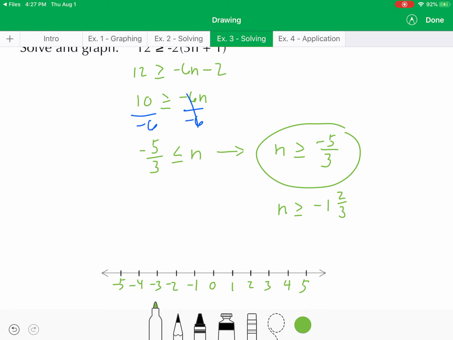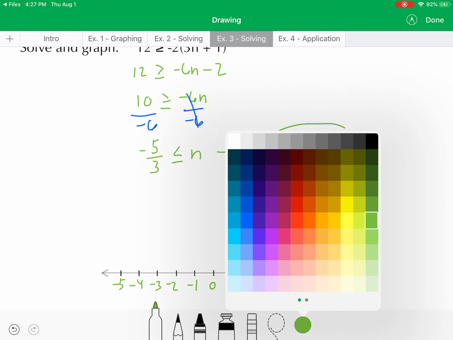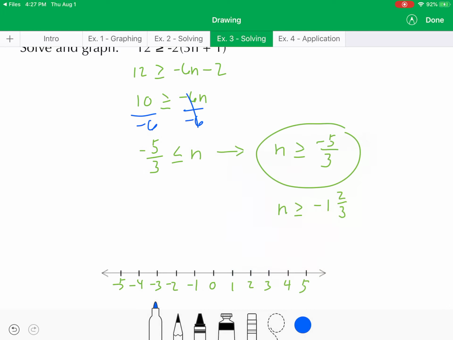That's helpful to see that on my number line, I should be placing, in this case, my closed circle between -1 and -2. It should be a little bit closer to -2 than it is to -1 because of the 2/3. And then my arrow from there should point to the right.